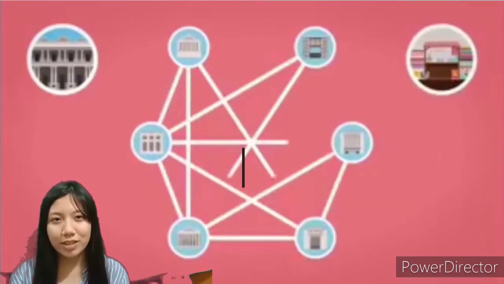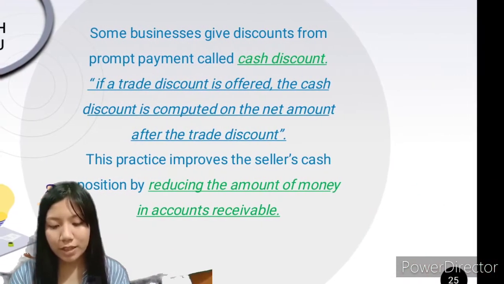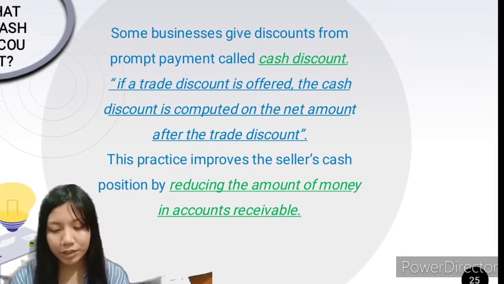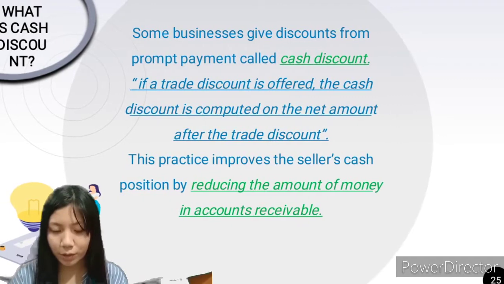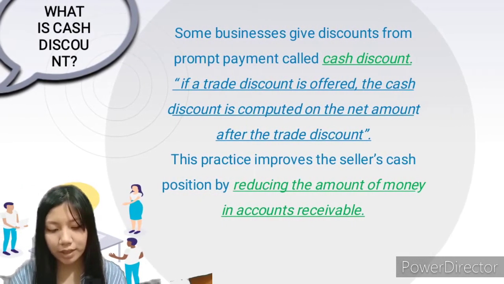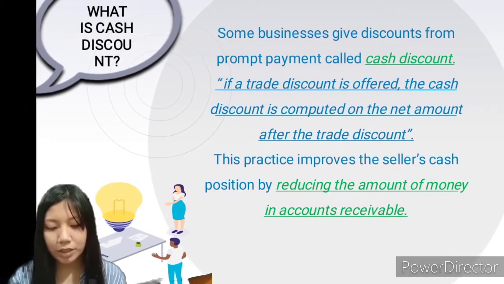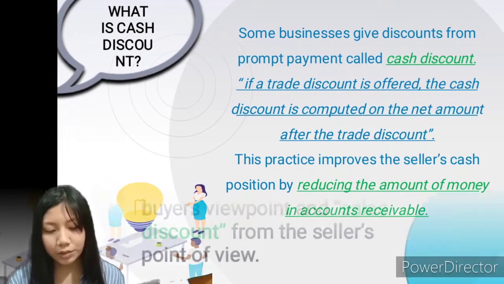Thank you, Reggie. So good morning, everyone. Today we're going to discuss cash discount and trade discount. Some businesses give a discount for prompt payment, called cash discount. If a trade discount is also offered, the cash discount is computed on the net amount after the trade discount. This practice improves the seller's cash position by reducing the amount of money in accounts receivable.